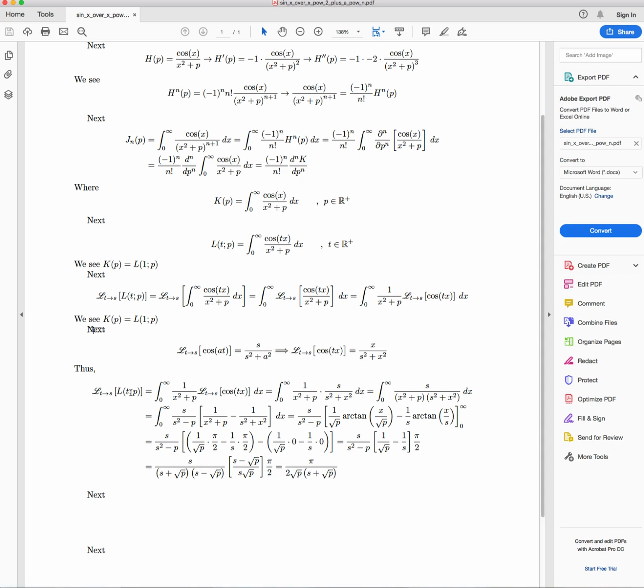So that's the Laplace transform of L of t semicolon p, which is equal to the integral from 0 to infinity of this times by the Laplace transform. It is the integral of this component, which we had before, times by the Laplace transform, which we resolved here. And then if I just put it together, just cleaning it up a little bit, it is the integral from 0 to infinity of s over x squared plus p times by s squared plus x squared dx.